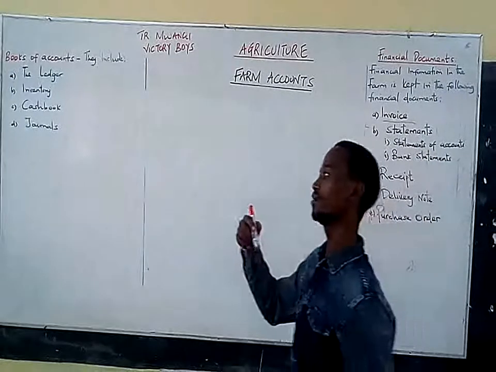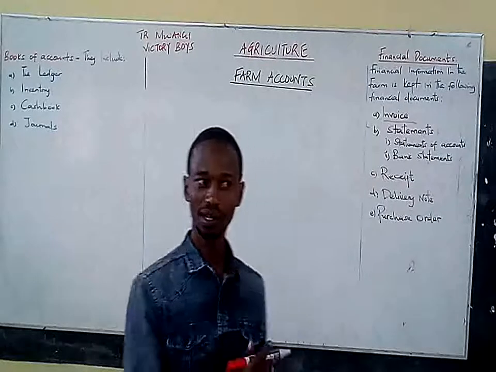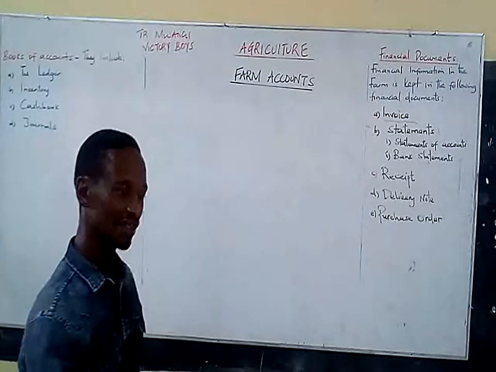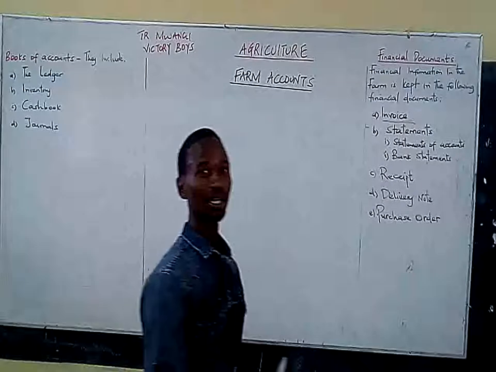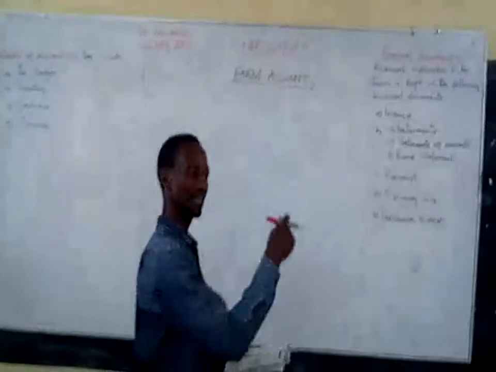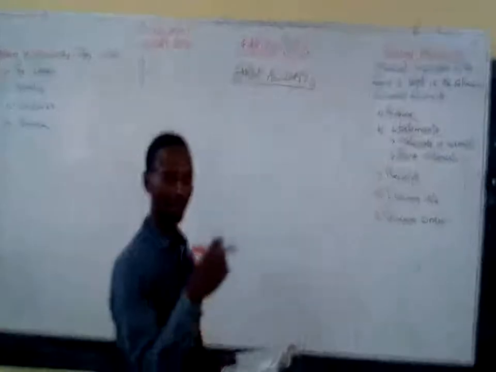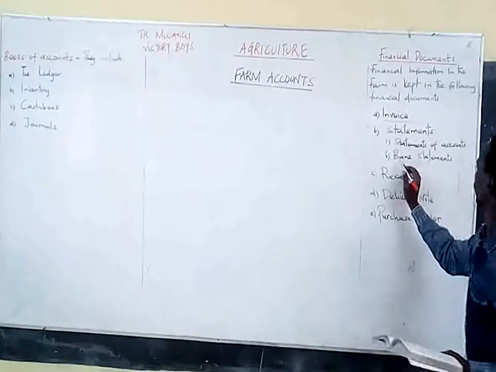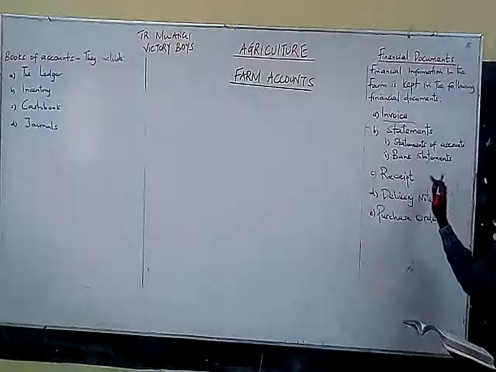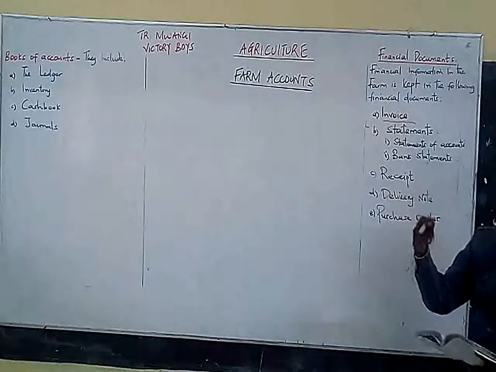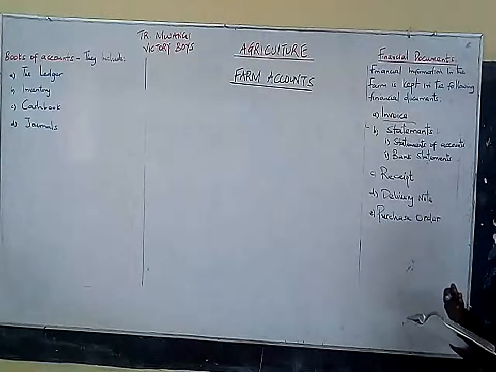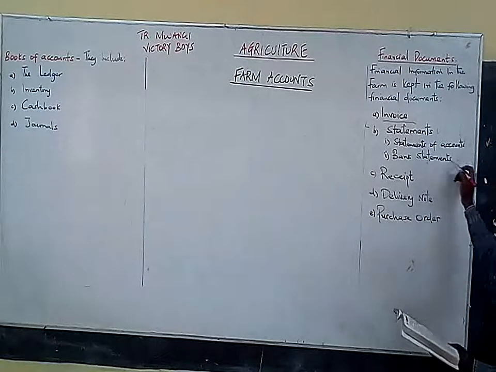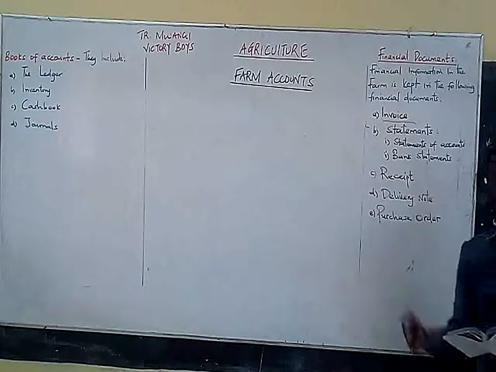So in case the farmer had sold his dairy products, maize, and what have you, all that cash in the bank will fall under the bank statement. So this statement will be sent by the bank to the farmer, showing the amount of money in the bank, and it is sent at the end of every month.